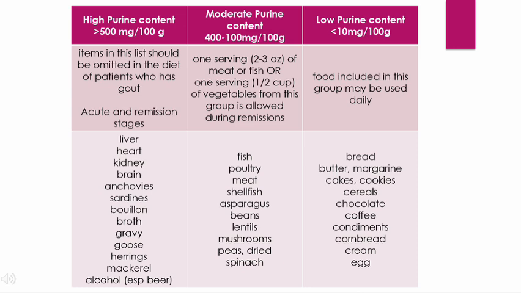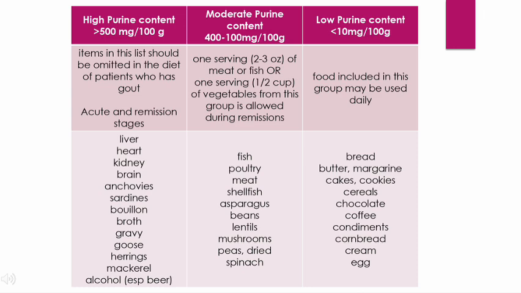Now, let us move to low purine foods. These contain less than 10 milligrams per 100 grams and are considered safe for daily consumption. These foods form the foundation of a gout-friendly diet. Examples include bread, cereals, and other grain products. Also included are butter and margarine, although these should still be consumed in moderation due to fat content.